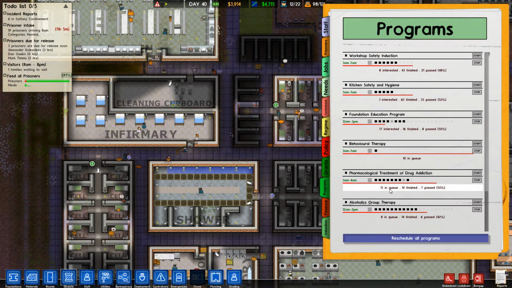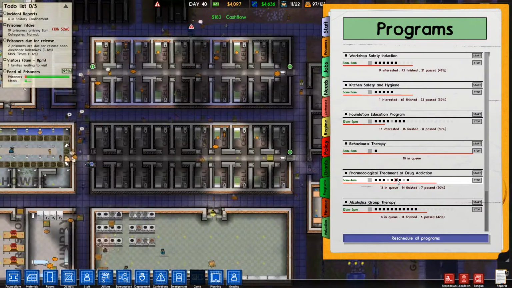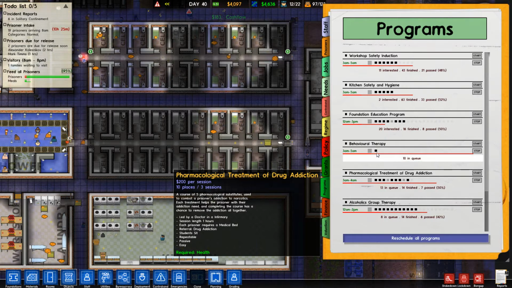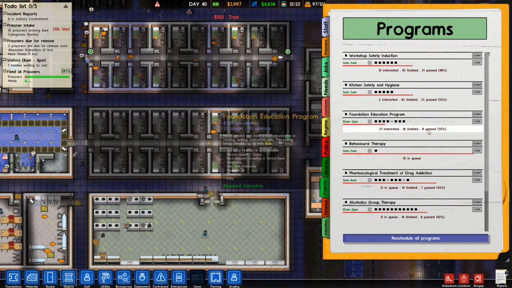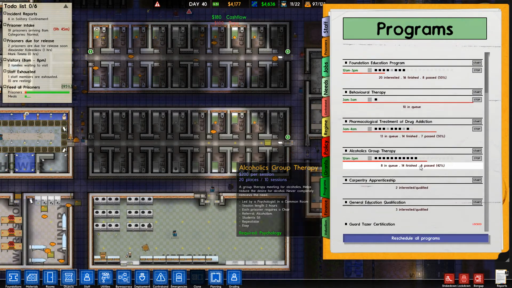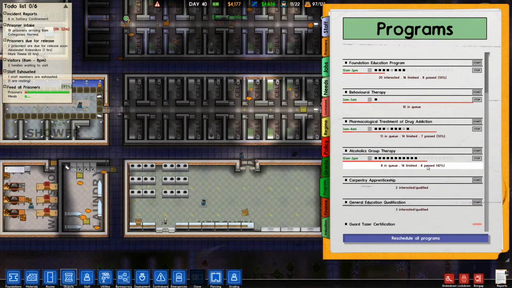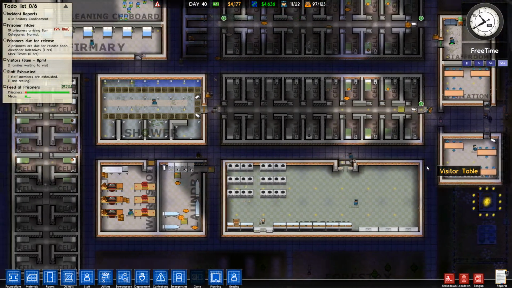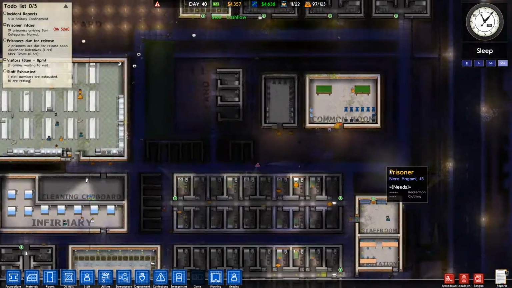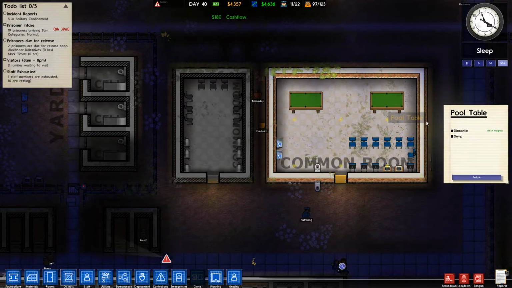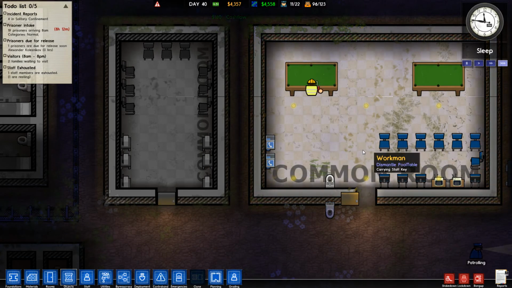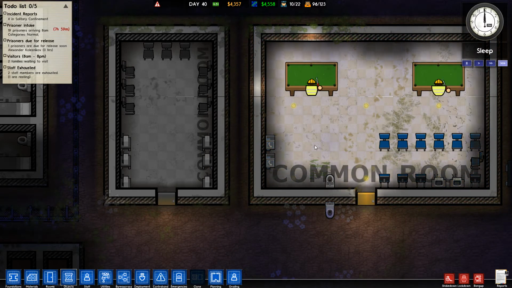Programs, drug addiction, 13 in the queue, 7 passed. It's taking forever to get these guys to pass. Foundation education program, 50%, 50%, 48%, so that's all pretty okay. Alcohol group, 6 passed. Wow. If I can just get these things disassembled and reassemble them in the yard, I can put more chairs up here and get more people involved in those group sessions about alcohol prevention.